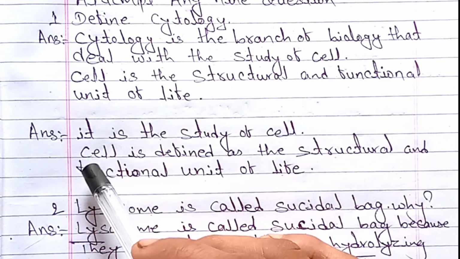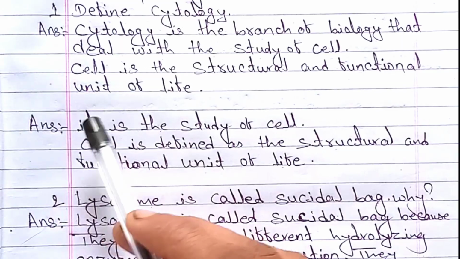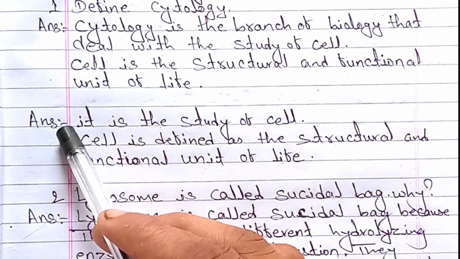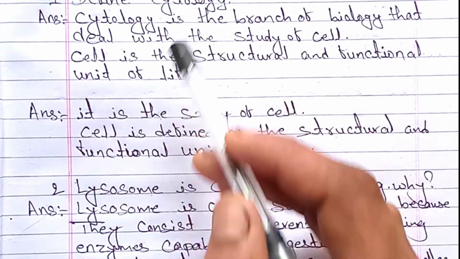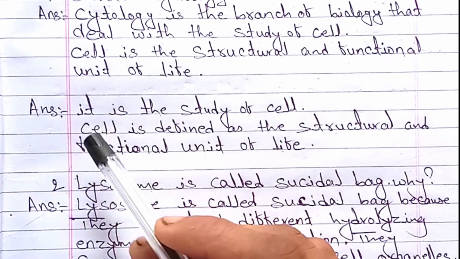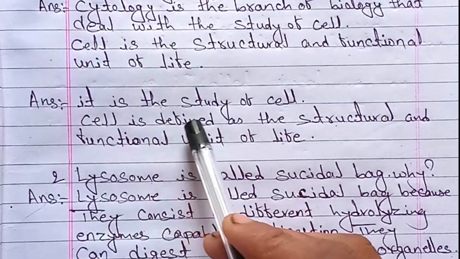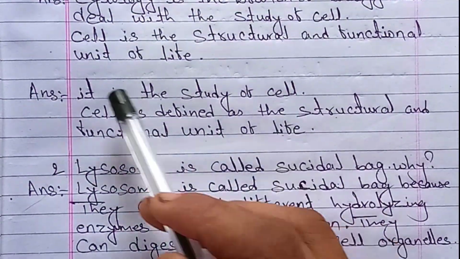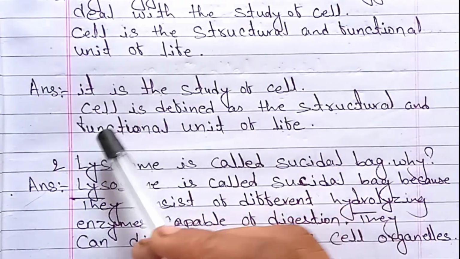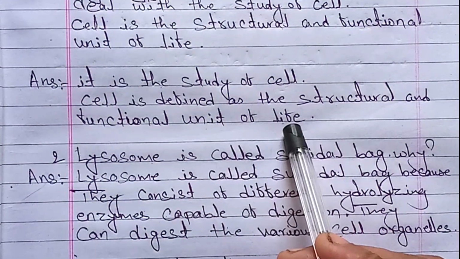And you can also write it in your own way, because it is the study of cell. So answer, this is another answer of this question. Answer: it is the study of cell. Cell is defined as the structural and functional unit of life.